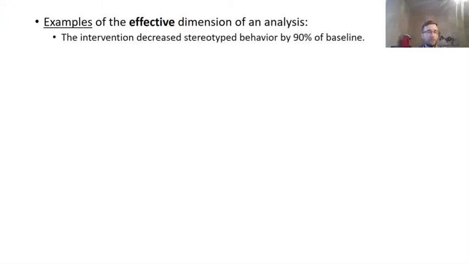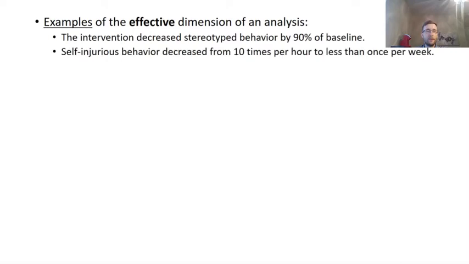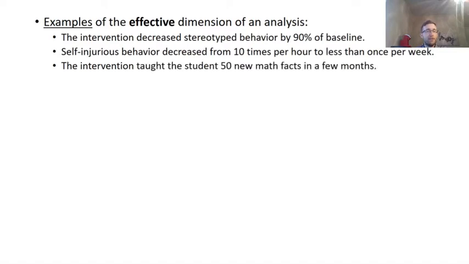All right, so here are some examples of the effective dimension. The intervention decreased stereotypy by 90% of baseline. That's a large, meaningful change in behavior, or improvement in behavior. So we would say that meets the effective dimension of ABA. Self-injurious behavior decreased from 10 times per hour to less than once per week. Again, a large, meaningful improvement. The intervention taught the student 50 new math facts in a few months. That's a big increase in math skills, what would otherwise be referred to as math knowledge here.